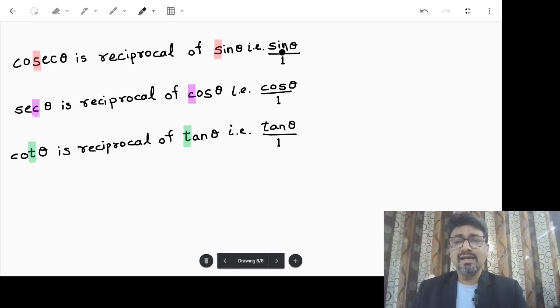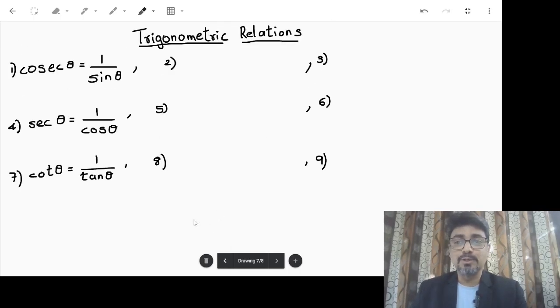Now students, sine theta can be written as sine theta upon 1. So what will be reciprocal of sine theta upon 1? It's going to be 1 upon sine theta. So cosec theta can be written as 1 upon sine theta. Now, if I try to shift sine theta from right side to left side, that is, it goes from denominator to left side numerator. And cosec theta from left side numerator, if I take on right, cosec theta will come as denominator in the right side.